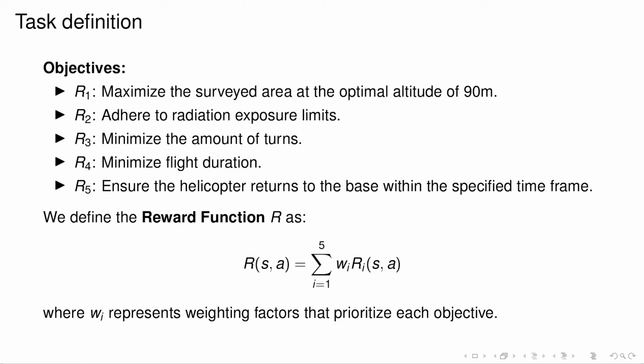R3 is something completely new. We have to minimize the amount of turns. This is because in curves, the helicopter is tilted and so are the measurement devices, which leads to worse measurement quality. Furthermore, we have to minimize flight duration, which just makes sense, and ensure that the helicopter returns to the base within the specified time frame. This could be, for example, because of fuel limits. Now that we have defined the task, let's have a look at the simulation environment we built to train and evaluate policies that aim to solve it.